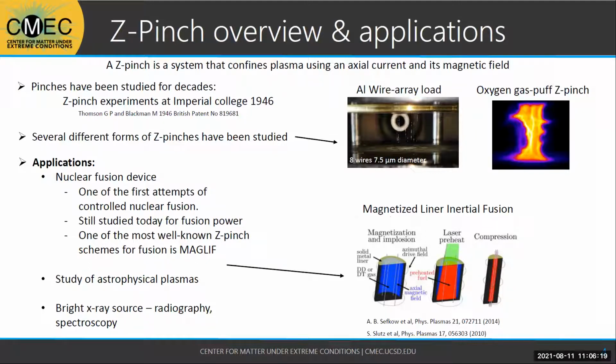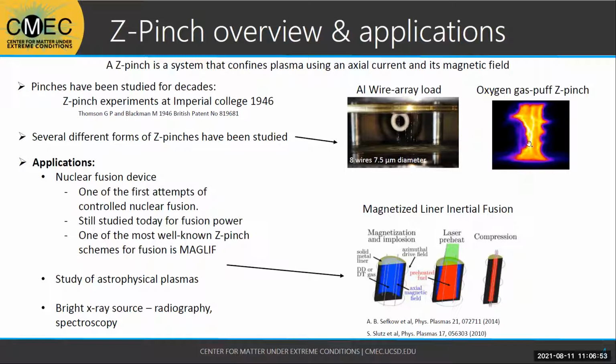Maybe everyone's a little bit familiar with the Z-pinch, but it's a system that's been studied for quite a long time. It is a system that confines plasma using an axial current and its magnetic field. And there are a lot of different ways to do that. I have a couple of examples here. You can do it with metallic wires if you're trying to produce X-rays of a certain energy range. And this is just one picture of a wire array that was done on our machine here.